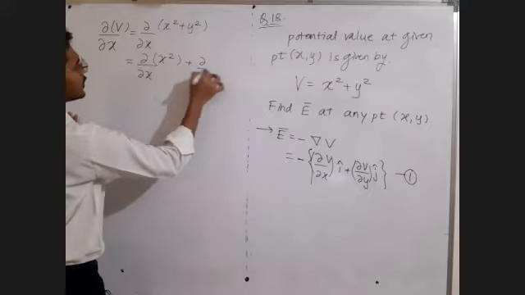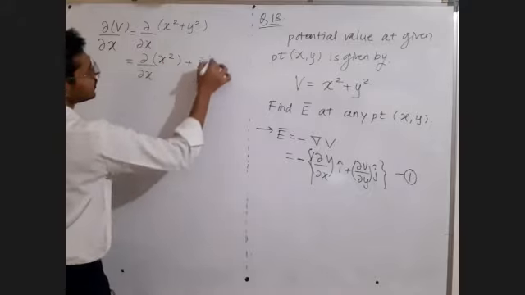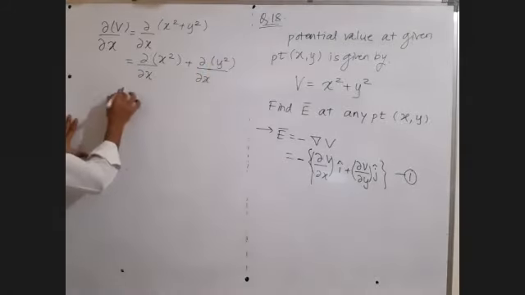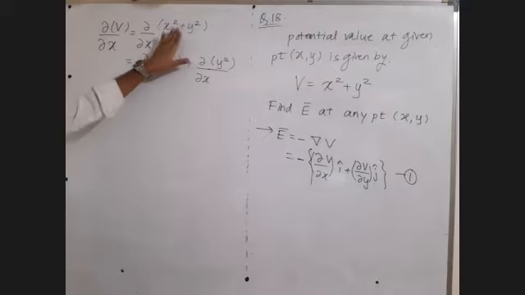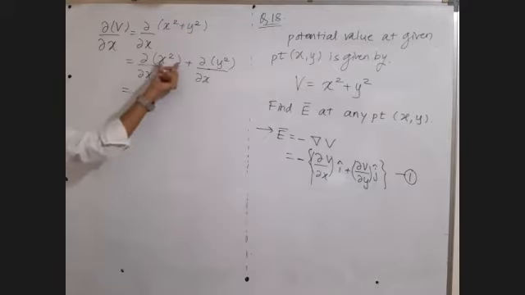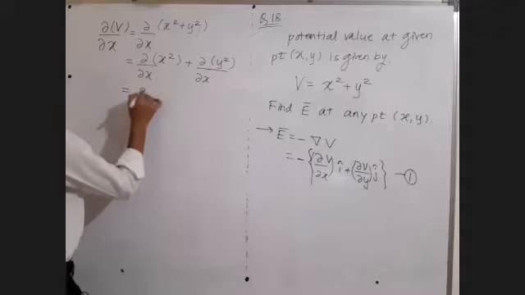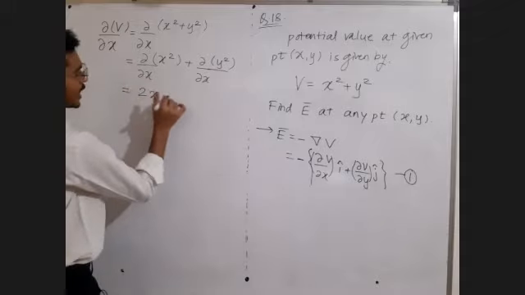All the rules of derivative are applicable. Variables inside the derivative, constants outside the derivative. Constants can be taken outside the derivative. Derivative of each term can be found out separately. Derivative of x square with respect to x is 2x, plus as it is.